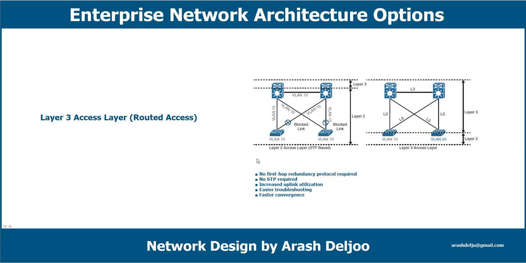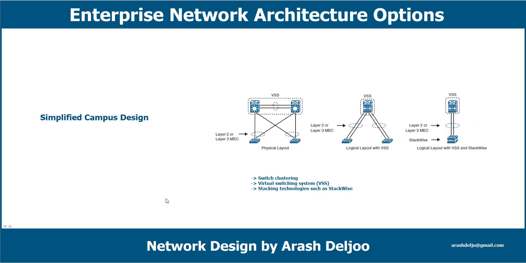Let me explain the next method that we have for enterprise network architecture. We call it simplified campus design. In simplified campus design, we use switch clustering features. For example, you know about the virtual switching system, or VSS, or stacking technologies such as StackWise. In these technologies, we can convert multiple physical switches to a logical switch. Okay, you learned about them in previous courses.